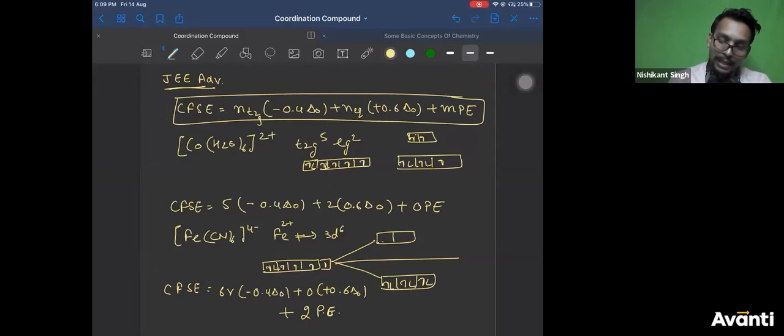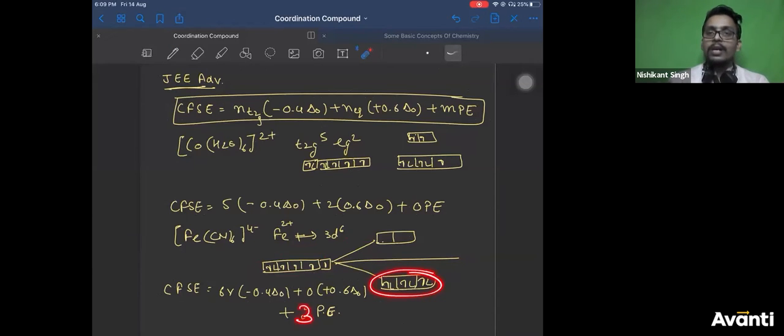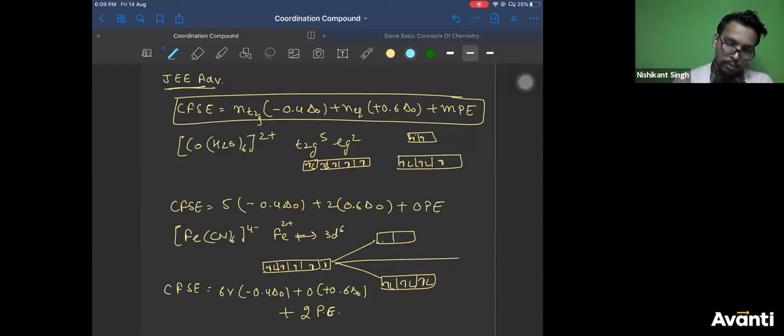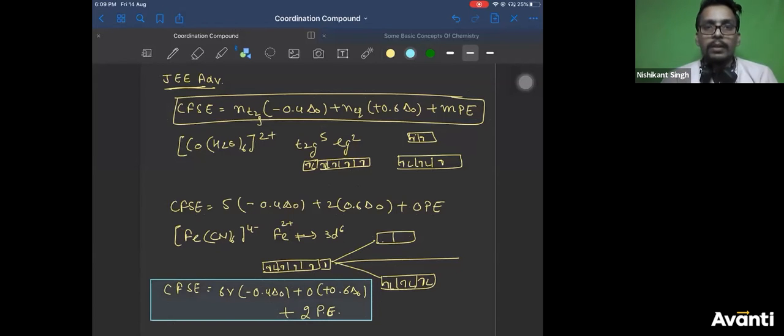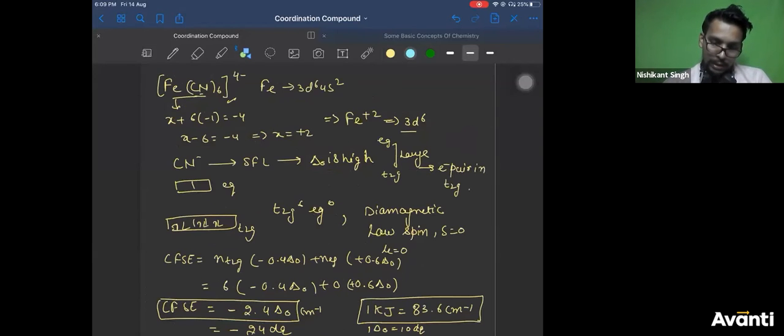If you add, seeing here 3 pairs, 3 pairing energy, your answer will be wrong. You have to take the pairs difference from here to here. That is very important. Is that clear, everyone? So this is what I wanted to explain to you. You can use this only if pairing energy is given in the question. I have used the same example so that you can compare better. So this is what I wanted to tell you about this.